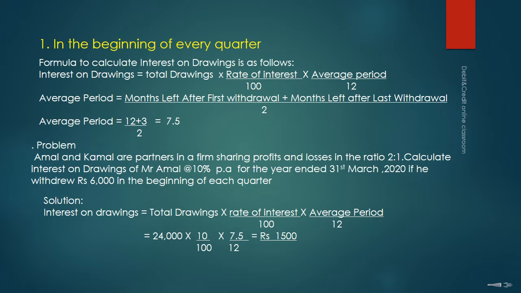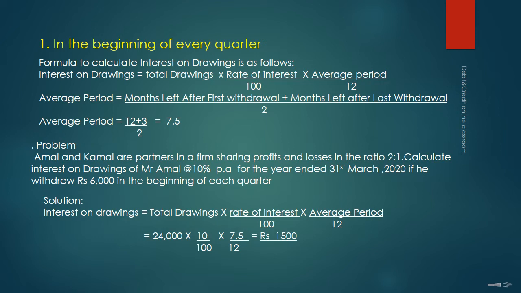And months left after the last withdrawal will be 3. Why? The beginning of the last quarter is in October. October, November, December, that is the quarter. So 3 months. So the formula will be 12 plus 3 divided by 2. So 15 divided by 2, that is 7.5. So the average period is 7.5.